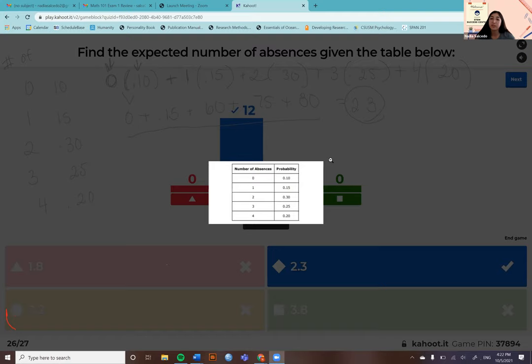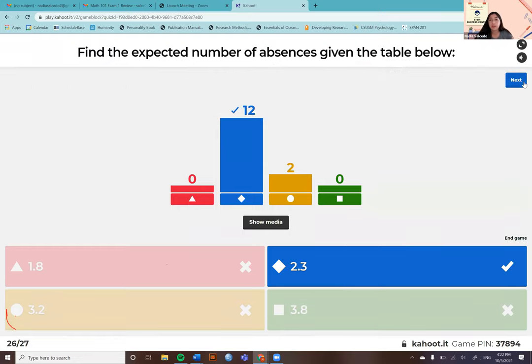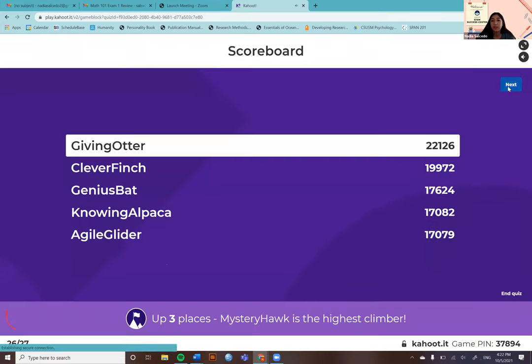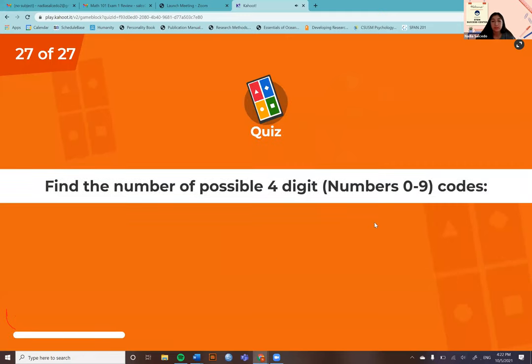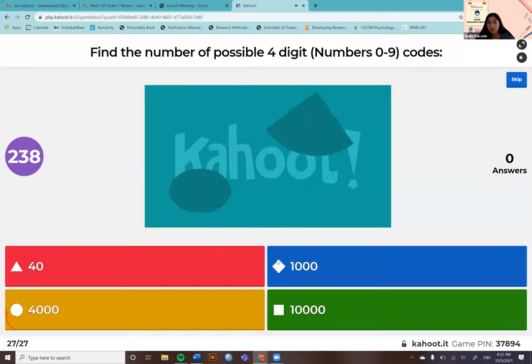Is there any other questions for this problem? I know most of you got it right, but any other questions before I go into the last one? If not, I'll clear it and we'll move on. Okay, let's move on. All right, so last question. Find the number of possible 4-digit codes where the digits can be numbers 0 through 9. So go ahead and build this one.